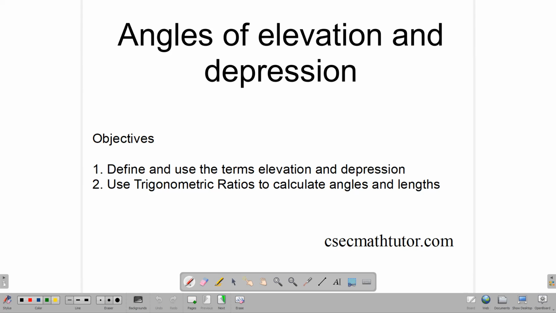Hello everyone, welcome back. In this lesson we are going to be spending some time looking at angles of elevation and angles of depression. We have two objectives, and those are to define and use the terms elevation and depression, and to use trigonometric ratios to calculate angles and lengths.